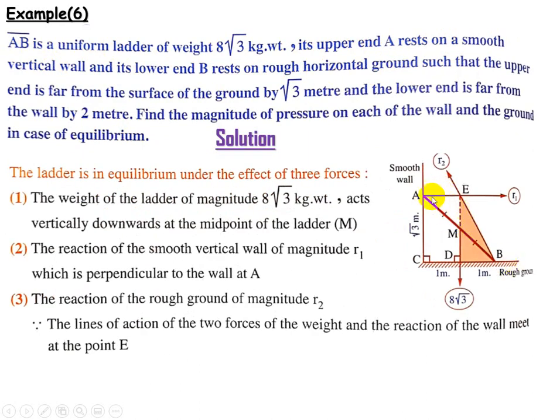Here the ladder AB, its end A rests on a smooth vertical wall, so the reaction goes out perpendicular to the wall, R1. Its weight acts from its midpoint, because it's uniform, 8 root 3. We extend the weight to intersect the reaction at E. And the reaction from the rough horizontal ground should pass through their point of intersection E.